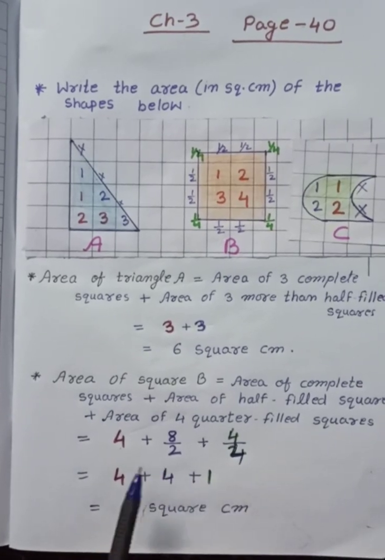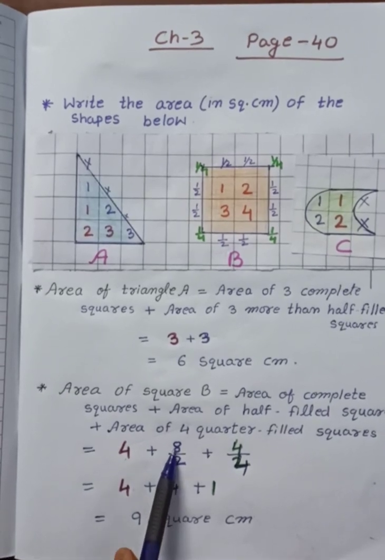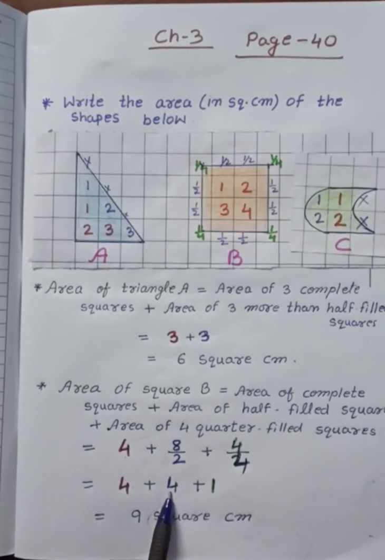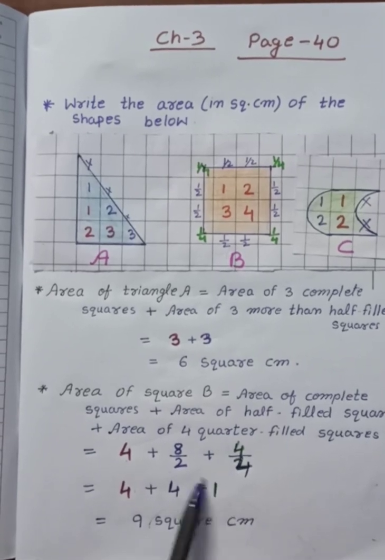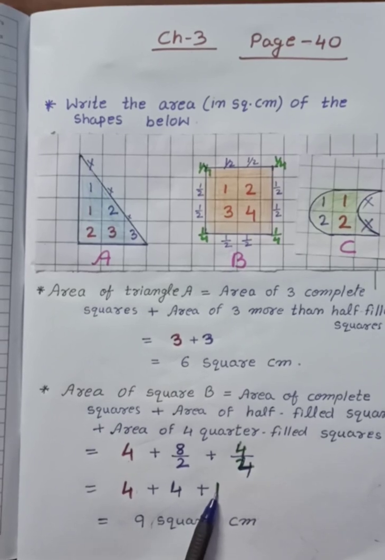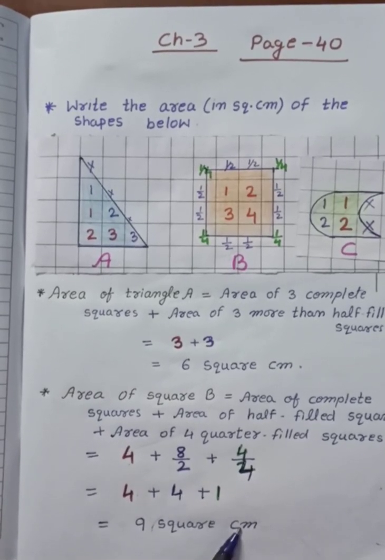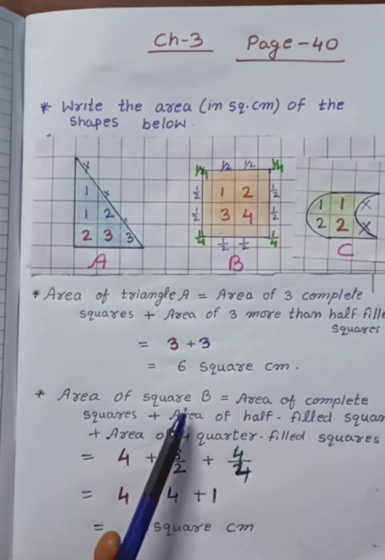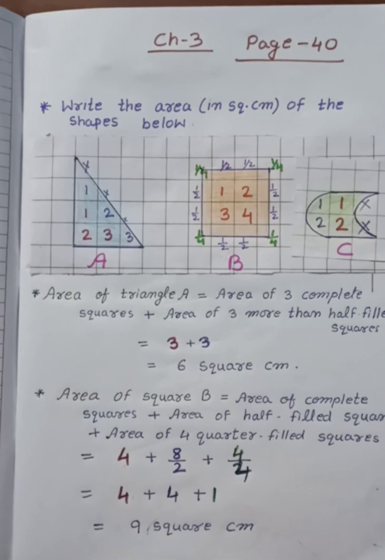Now solve it. 8 upon 2. When we divide 8 by 2, we get 4. Then when we divide 4 by 4, we get 1. Now add them. 4 plus 4, 8 plus 1, 9. So our answer is 9 square centimeter. Area of square B is equal to 9 square centimeter.